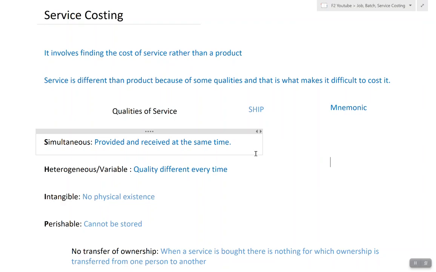Heterogeneous or variable. The quality of service is different every time. Sometimes the barber gives you a very good haircut, sometimes you don't like it as much. Intangible, there isn't anything physical. That's why sometimes when you spend money on service, it seems like you've lost it. With a product, you own something, but with service, you don't own anything. Perishable, cannot be stored.